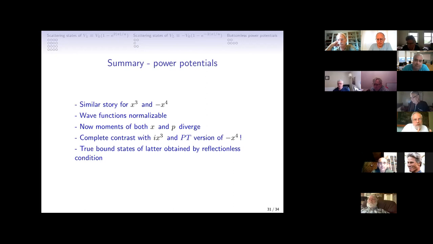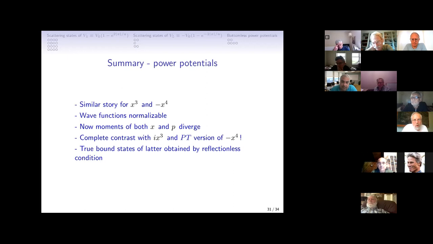Just a question to Hugh in association with the question of Carl. So if you put minus x to the fourth in the box, then it would be a normal quantum problem and the spectrum would be discrete. The question is whether the eigenstates of this problem would depend on the length of the box. I think they would. No. Sure. Yeah. They should. No.